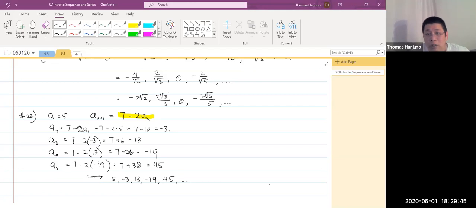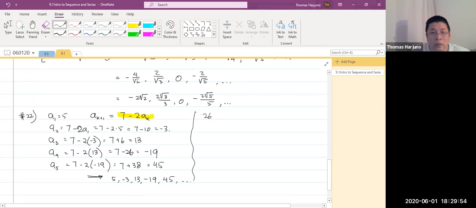Can you try number 26? Number 26. The first term is 3. The next term is 1 over the previous term. Okay, let me give you 1 minute. This happens to be an easy question.